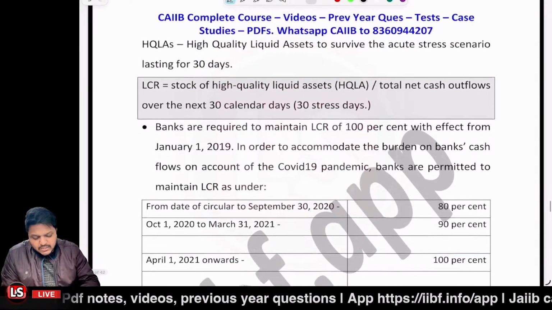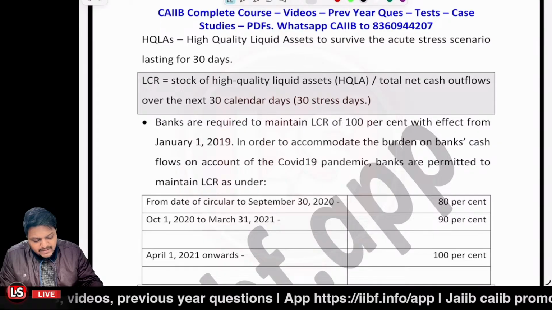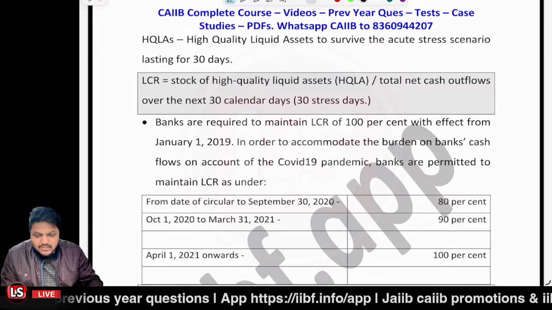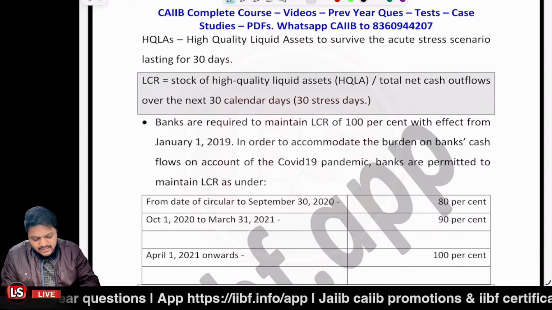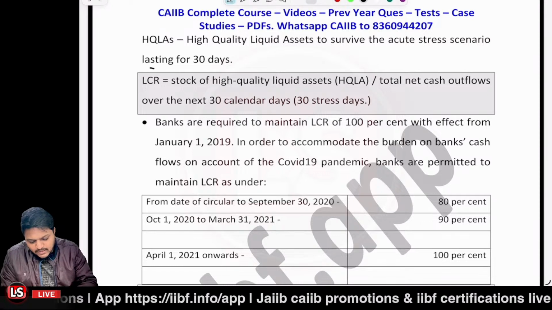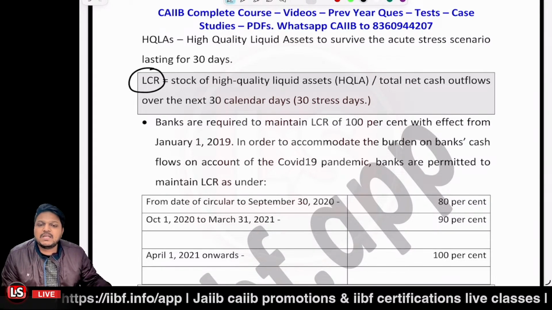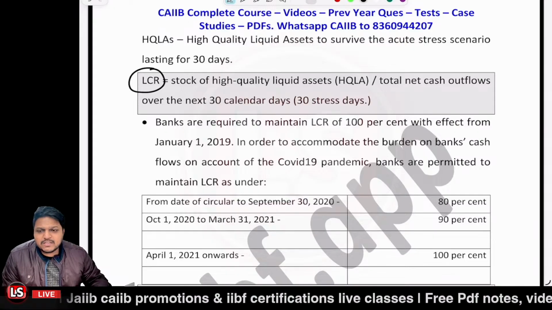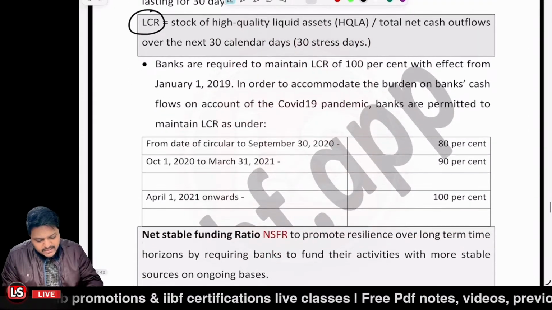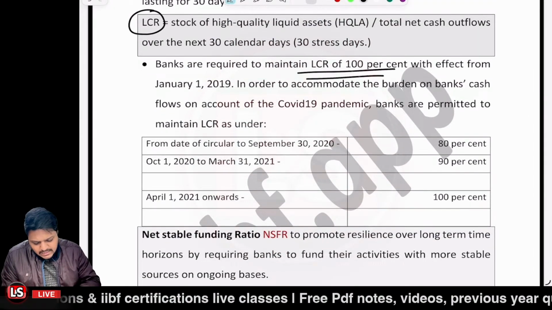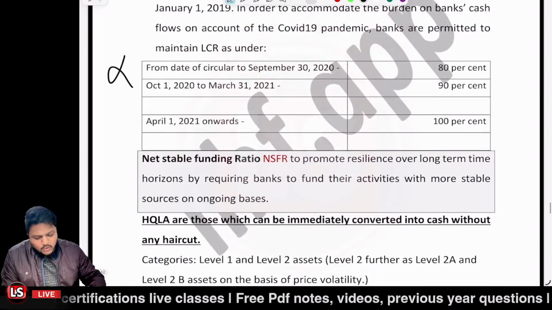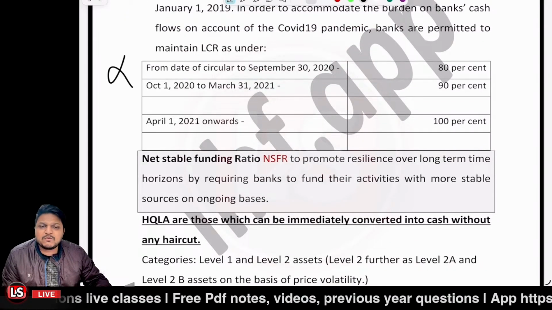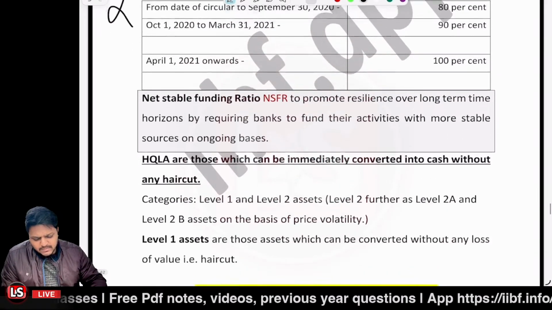And the formula is stock of HQLAs divided by total net cash outflows over the next 30 calendar days. This is the formula related to the LCR, the liquidity coverage ratio, and it is obligatory upon the bank to maintain 100% of the LCR. Do not pay attention to this table, it is not required, because it was related to the COVID period. At that particular time it was required, but for now it doesn't make much sense.